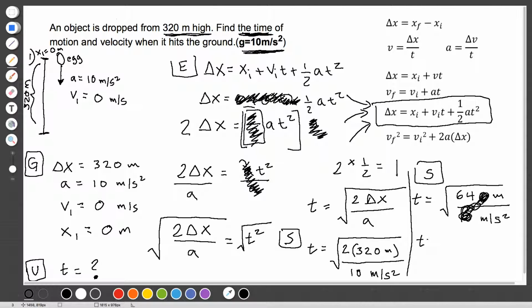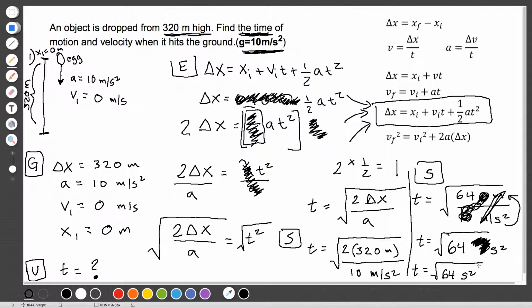So t equals the square root of 64, and we can match these units up. It's meters squared divided by seconds squared. No, that's not right. It's seconds squared, because these two cancel out and this moves to the top. But if you know you're looking for time, you don't need to worry about it. So it's the square root of 64 seconds squared.